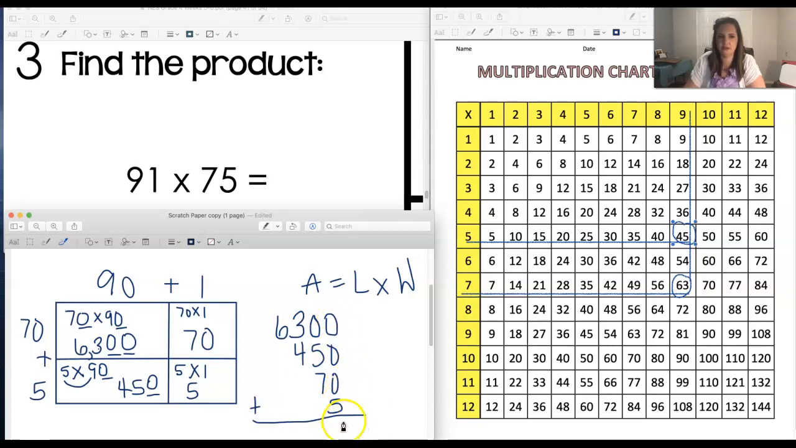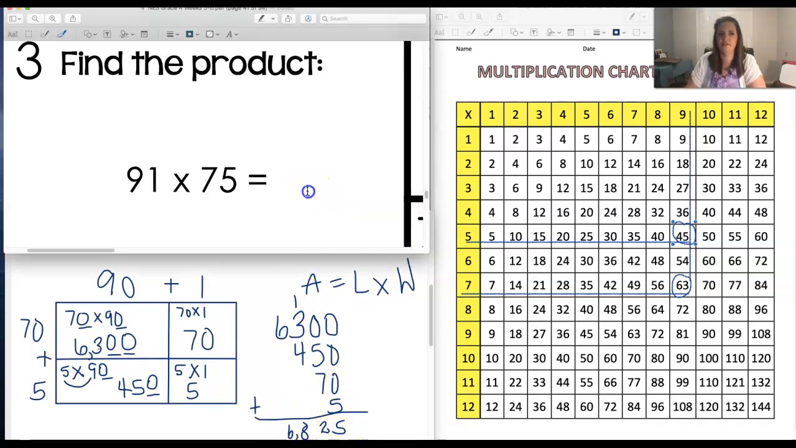0 plus 0 plus 0 plus 5 equals 5. 0 plus 5 plus 7 equals 12. Write down your 2, bundle the 10 and move it to the hundreds. 1 plus 3 equals 4 plus 4 equals 8. And 6 plus nothing equals 6. So my answer is 6,825. 91 times 75 equals 6,825.